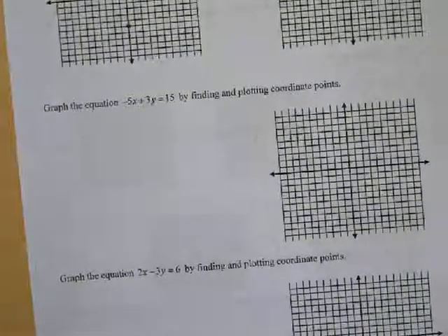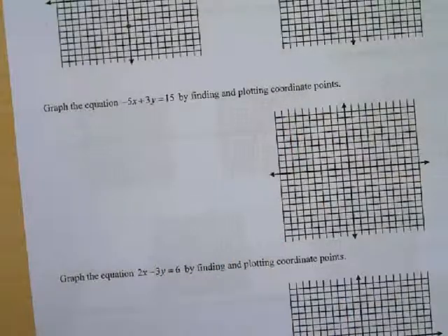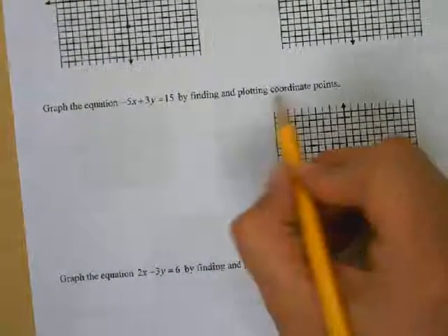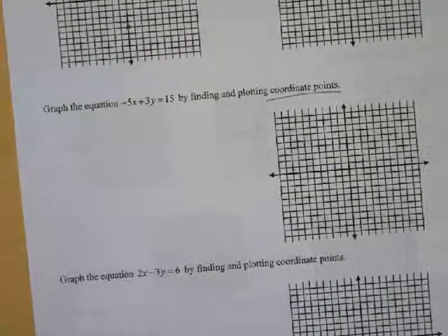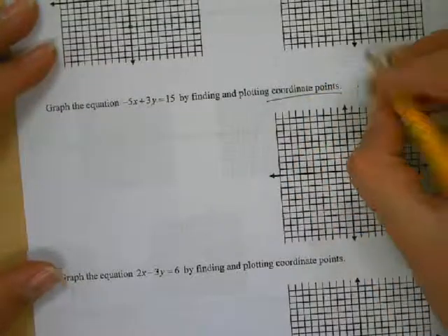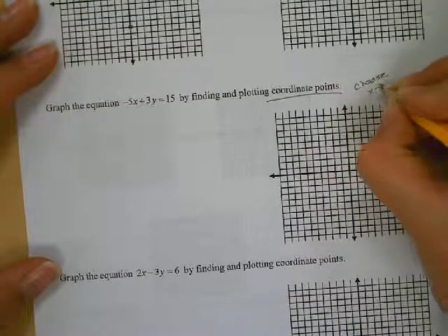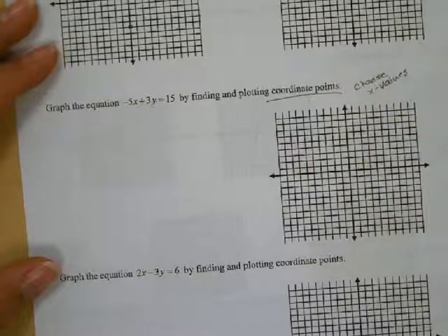Graph the equation, negative 5x plus 3y equals 15, by finding and plotting coordinate points. Okay, so first I have to find coordinate points before I can plot them. That was the very first thing I did. So to find coordinate points, I'm going to choose x values. Again, I can choose any ones that I want.